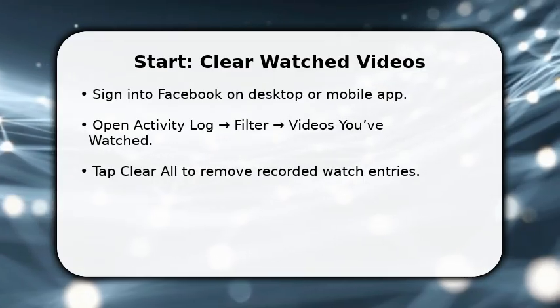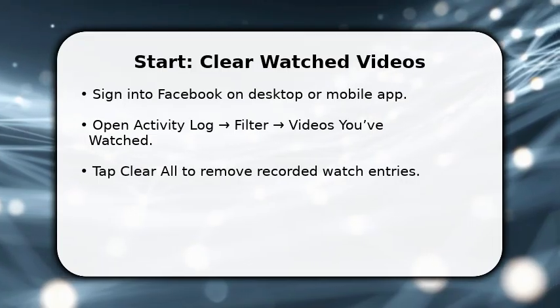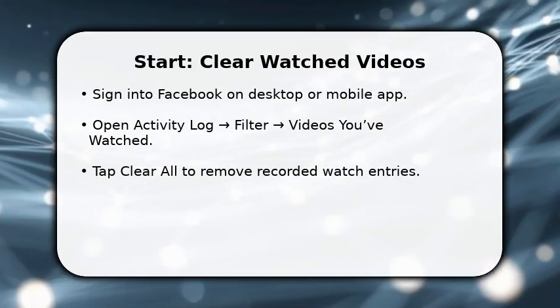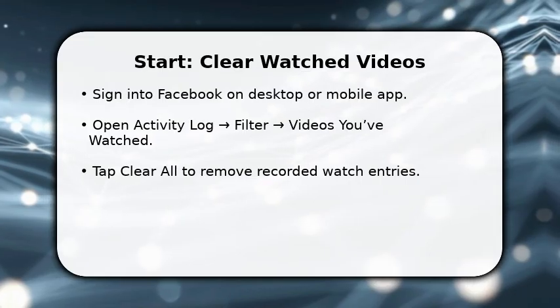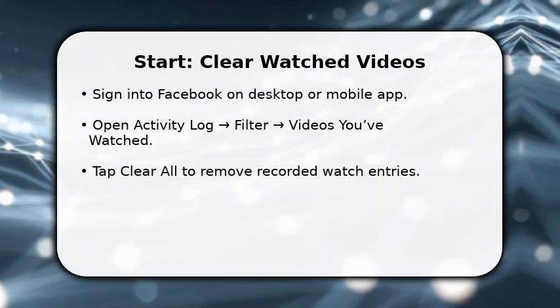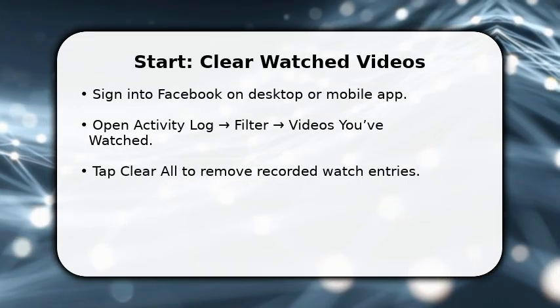You begin by removing the record already stored. Sign into Facebook and open your activity log. Choose the filter for videos you've watched. Once there, use Clear All to delete every watched entry.